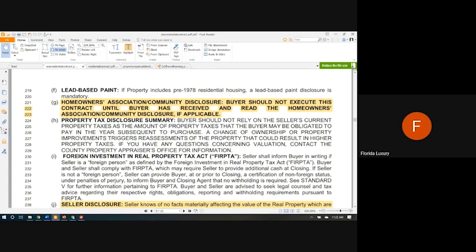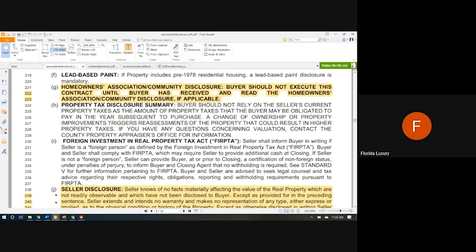Another big one is motorcycles. Exactly. Yep. Motorcycles, boats, things like that. So it flat out says right here, the buyer should not execute this until they've received and read the documents. Well, it says the HOA disclosure, but I really want my buyer to look at all of the HOA bylaws and everything before we go doing this. So it's in the contract. It's right there.